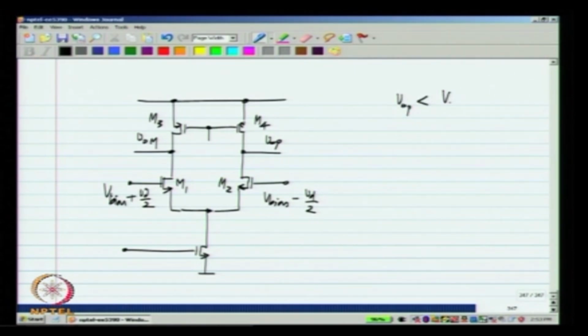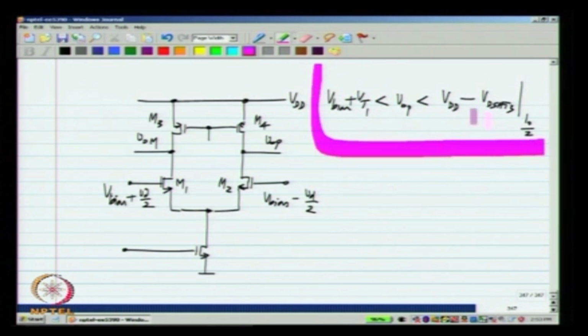The limit on VOP is VDD minus VD sat 3 for a current of I naught by 2 on the upper side, and on the lower side it is V bias plus Vt of M1 and M2. Okay. I am assuming that the signal swing Vd is so small, so it does not affect the limit. Okay. So, this is the case.